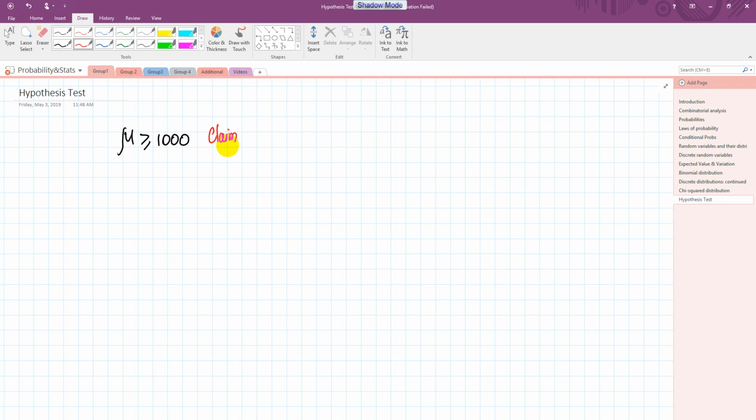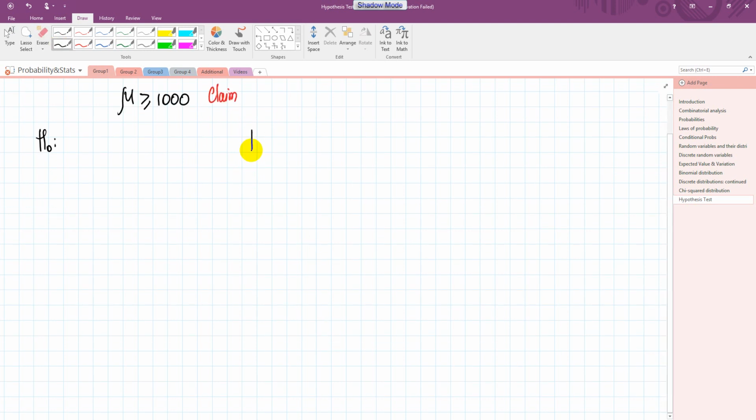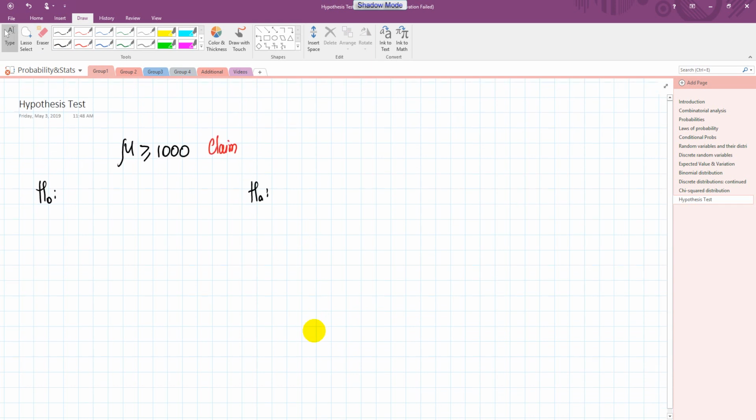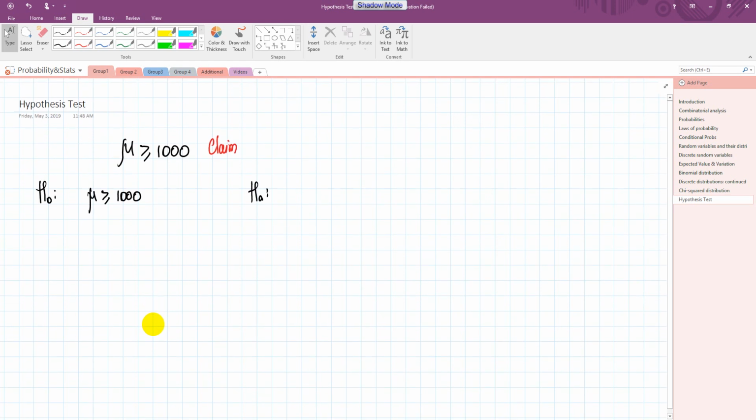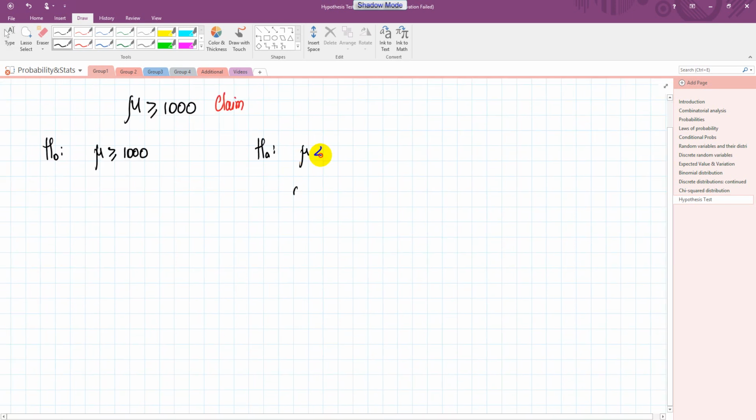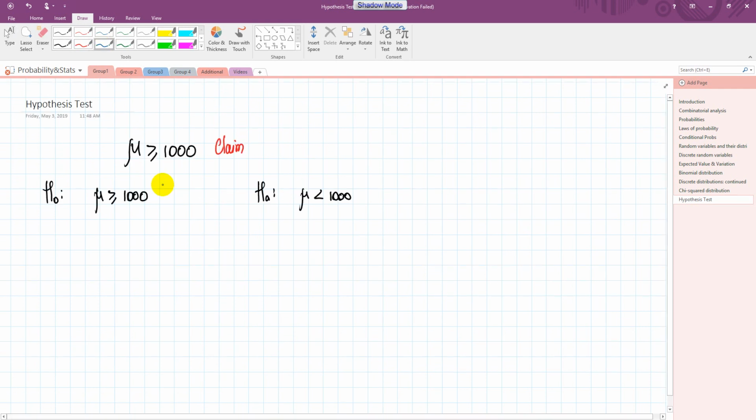And for this claim, I'm going to construct the null hypothesis and alternative hypothesis. So the null hypothesis is a statistical statement which has the equality sign, okay? So in this case, the null hypothesis is mu more or equal to 1,000, and the alternative hypothesis is its complement. What is the complement of the null hypothesis? It's mu less than 1,000, okay? Complement. So our claim in this case is the null hypothesis, okay?